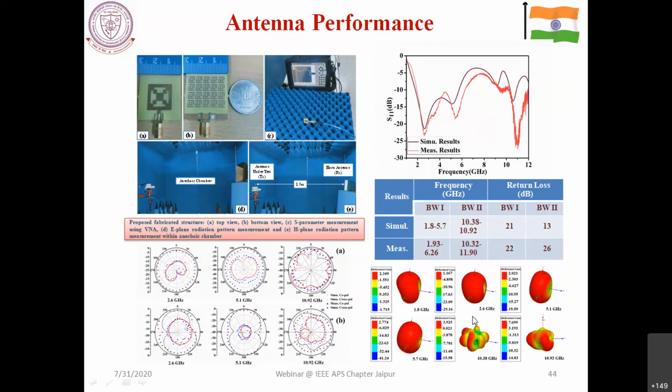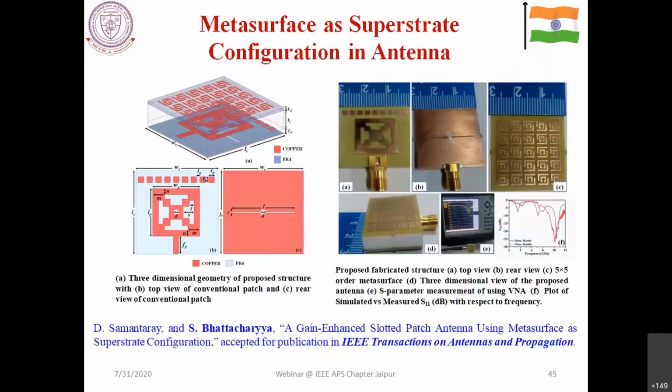So we reported this last year. Also, this work has just been published earlier this year. What we have done is design an antenna using a superstrate configuration, with some kind of periodic pattern. The idea is to enhance the gain of the particular antenna, so that you can use it for some kind of lensing application.